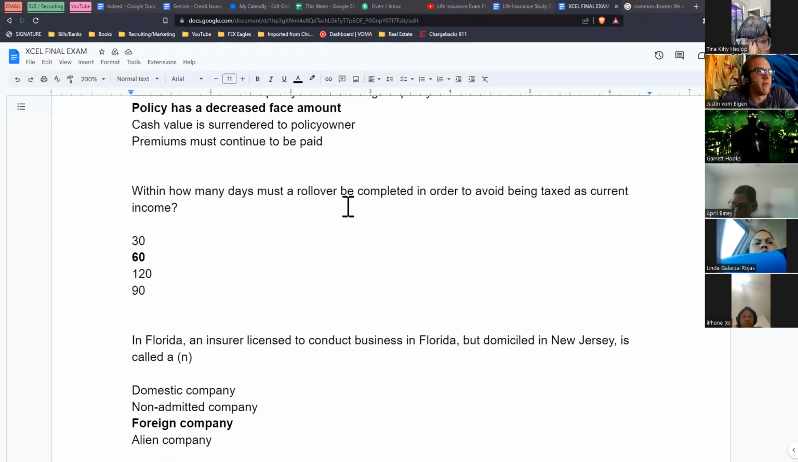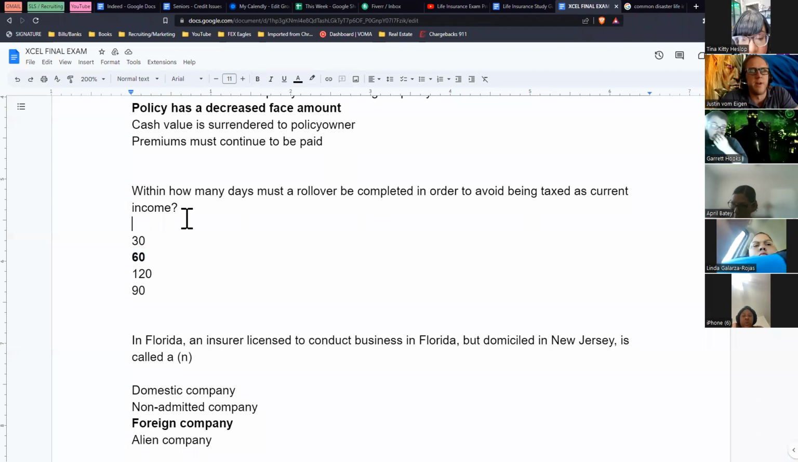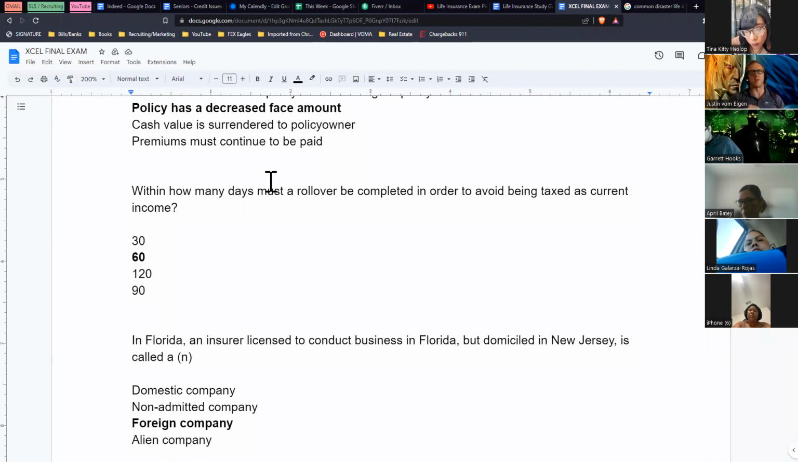How many days must a rollover be completed in order to avoid being taxed as current income? So 60 days. You can't take the money from your 401k and keep it for more than 60 days before it's taxed. If you have it for less than 60 days and then immediately put it into something else, then it's not a taxable event. So when you have a qualified plan that hasn't had taxes paid on it, if you change it, you have to do it within 60 days, or else if you just have the cash, they're going to tax it.